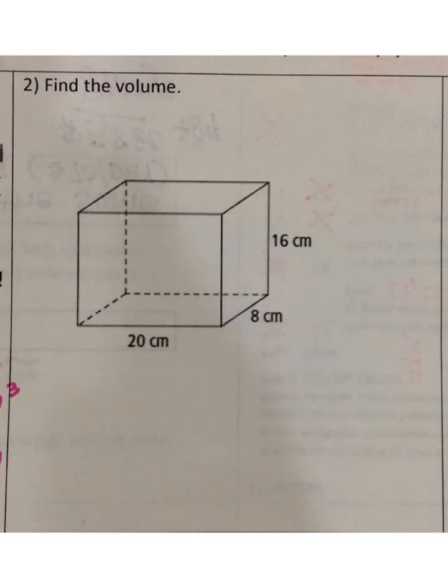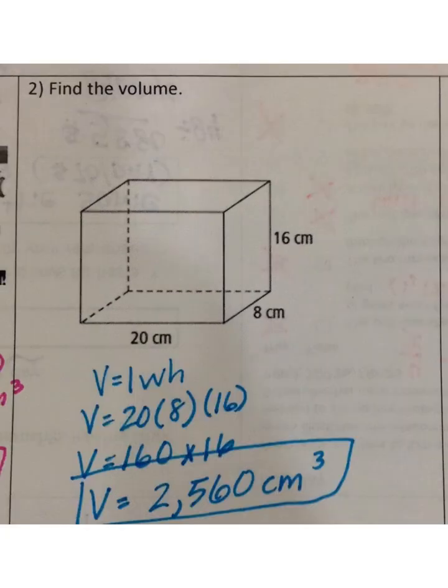Number 2, find the volume. Volume of a rectangular prism is length times width times height. 20 times 8 times 16 gives you 2,560 centimeters cubed.